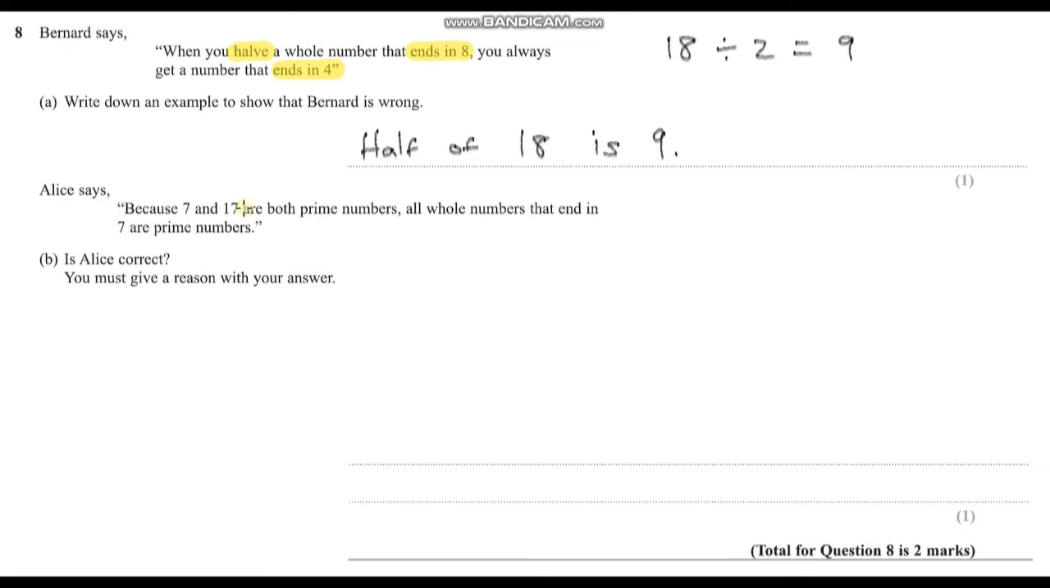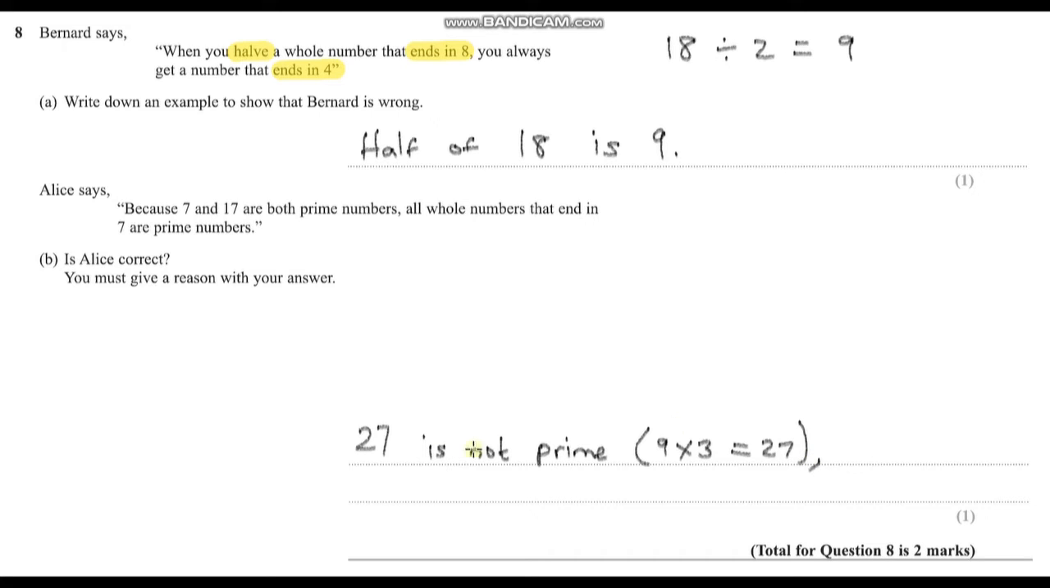So 7 and 17 are both prime numbers. What about the next 2-digit number that ends in a 7? So 27. Is that prime? Well, no, 27 is not prime. So we can say that 27 is not prime, and then I'm just going to put in brackets 9 times 3 equals 27.